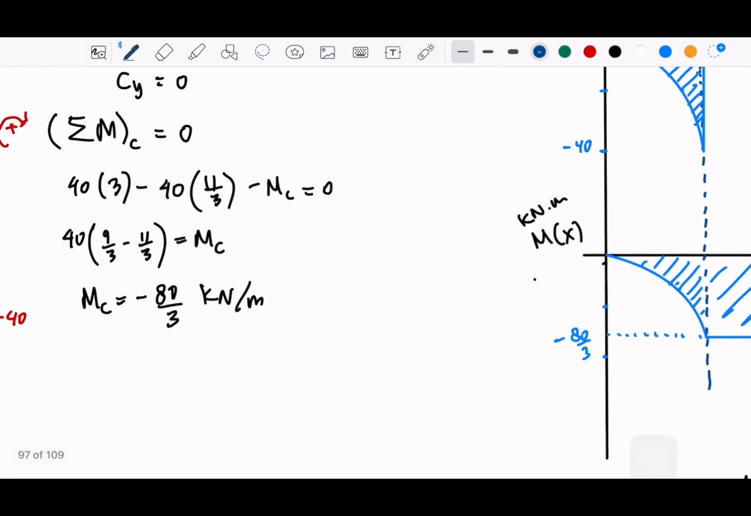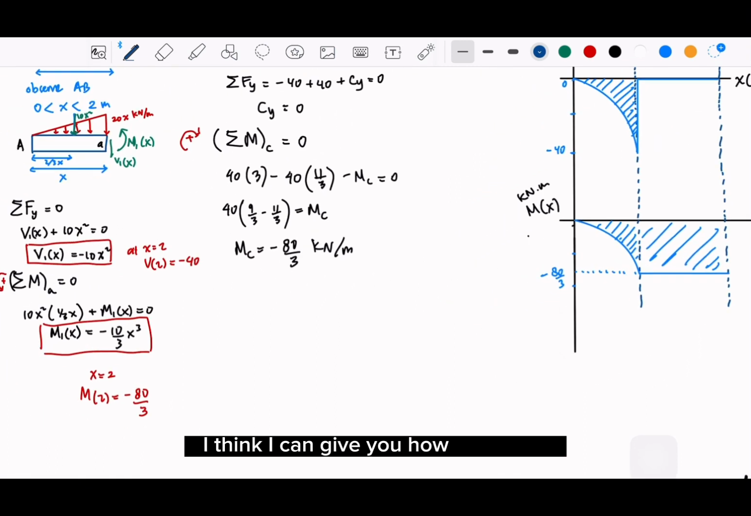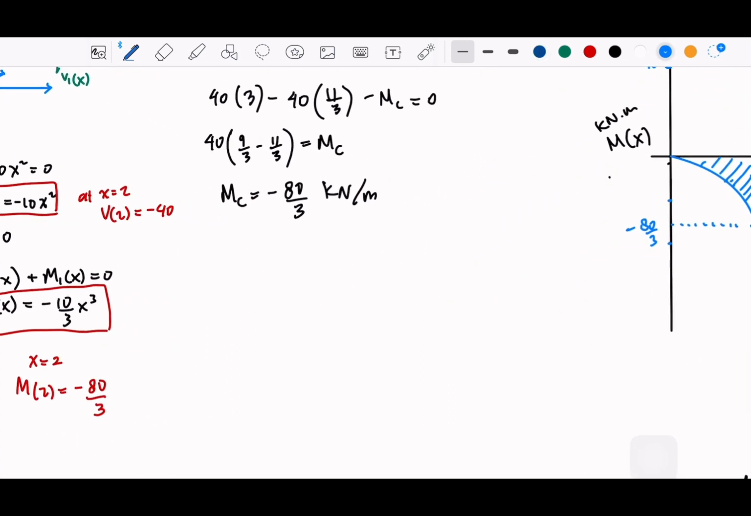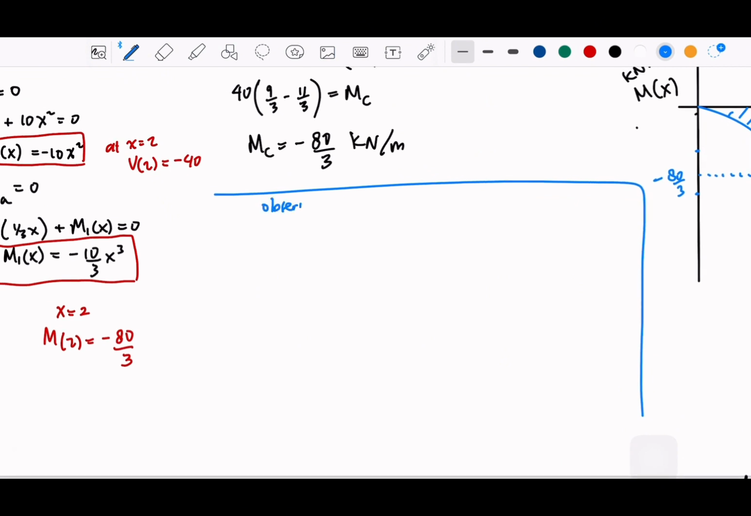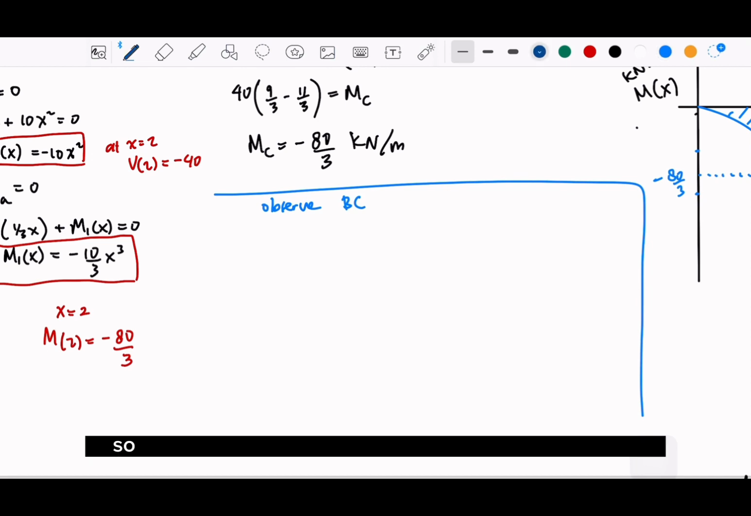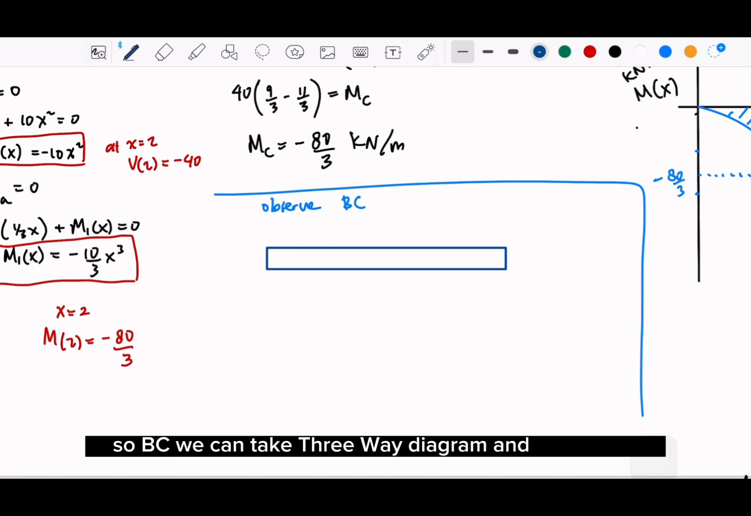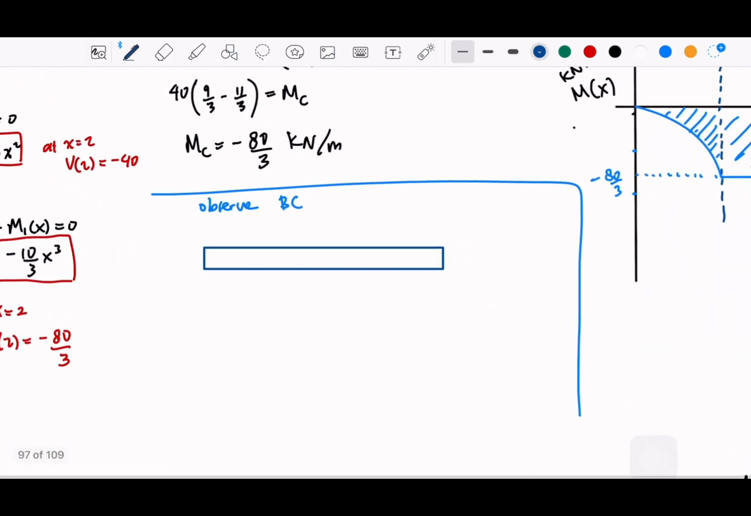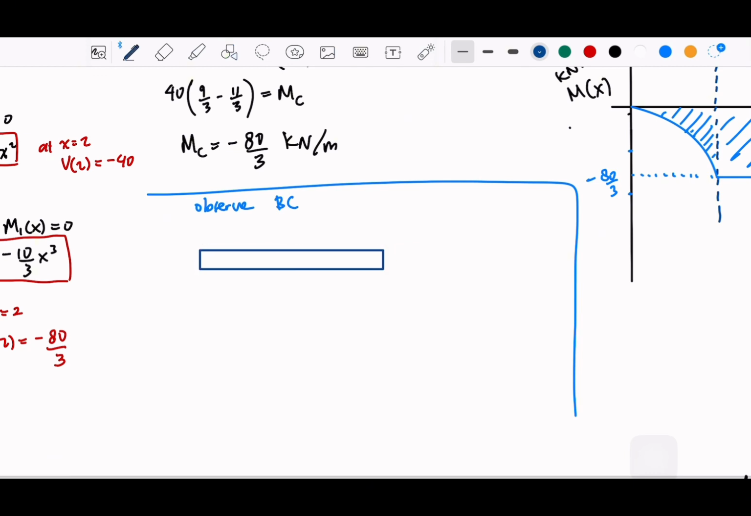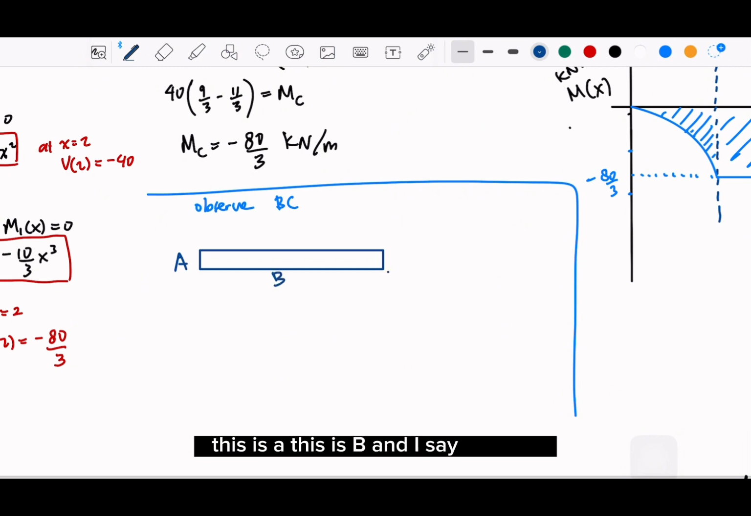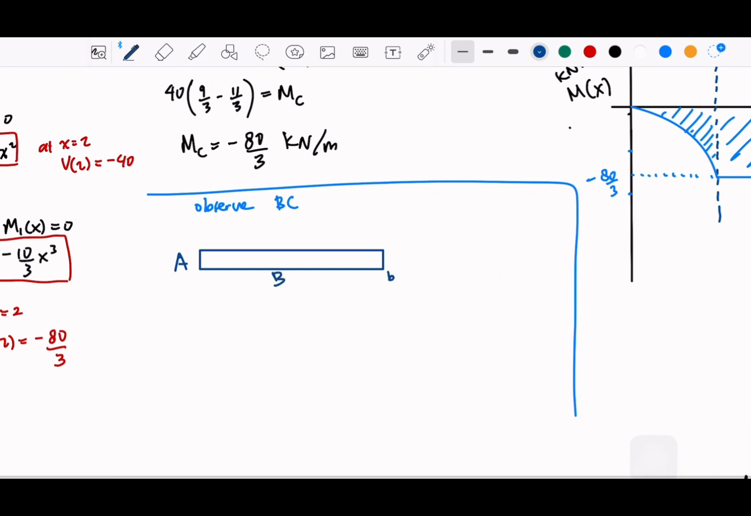Just to be safe, I think I can give you how to get the other segments here. Let me just write additional observe BC. So for BC we can take a free body diagram, and I can make it a little bit smaller. This is A, this is B, and let's say this is B.